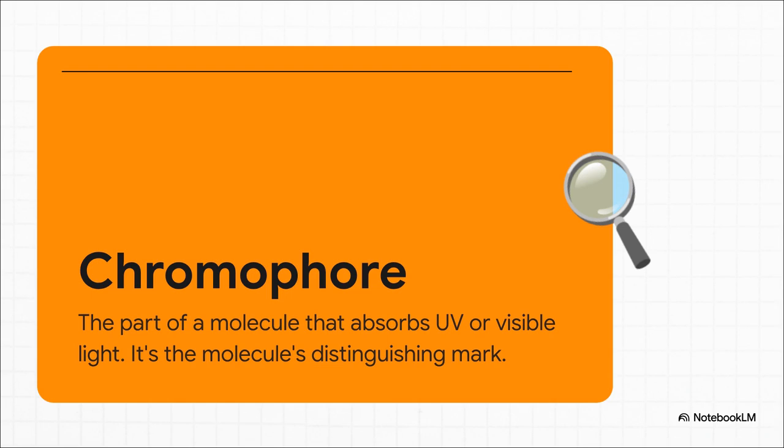Now here's a crucial point. Not every part of a molecule is going to care about UV-vis light. We're looking for something really specific, a structural feature called a chromophore. Usually, these are systems with things like pi bonds or non-bonding orbitals. This is the part of the molecule that actually absorbs the light energy. It acts like its most distinguishing feature, like a tattoo or a scar on a suspect.